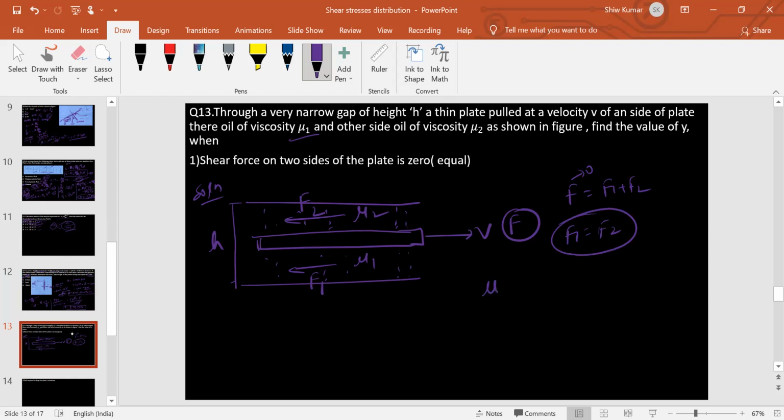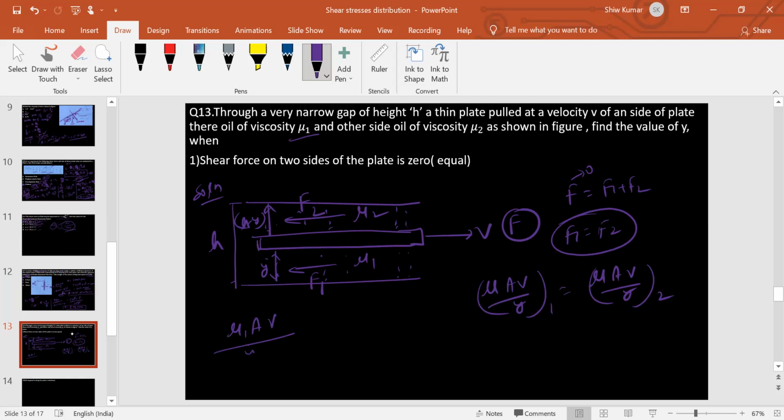F1 is equal to mu A V divided by Y, equal to mu A V divided by the other distance. Let's say this distance is Y, which I need to find. Then this distance will be H minus Y. Substituting in the formula: mu1 times area A times velocity V divided by Y is equal to mu2 A V divided by H minus Y, because the thickness on the other side is H minus Y. So A and V get cancelled.